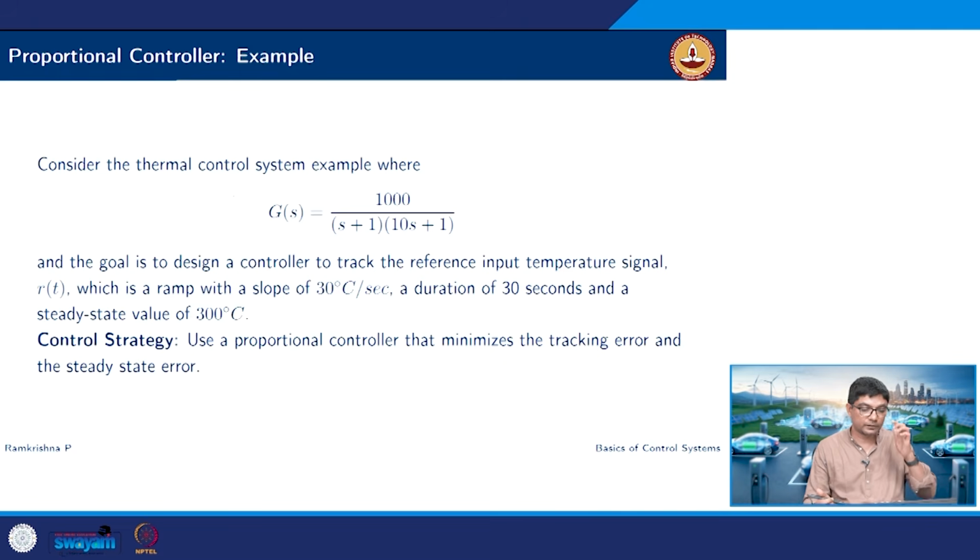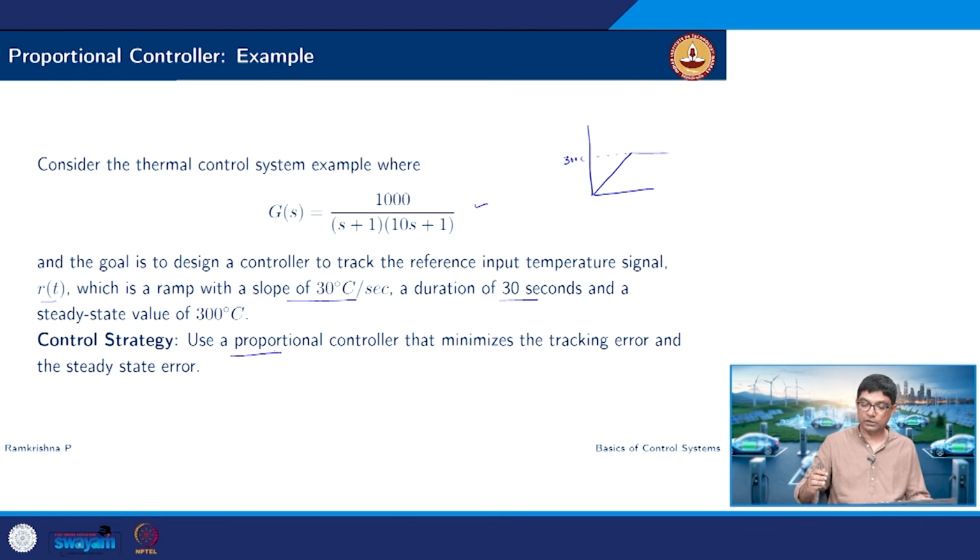So, if I look at a thermal control system, where I have a transfer function of this form, the goal is to design a controller to track a reference input temperature signal r(t), which is a ramp of 30 degrees per second for a duration of 30 seconds, and a steady state value of 300 degrees Celsius. So, it will be something like this. My reference signal starts from here at a slope of 30, and then after a while I just want it to become 300. So, this is my reference signal.